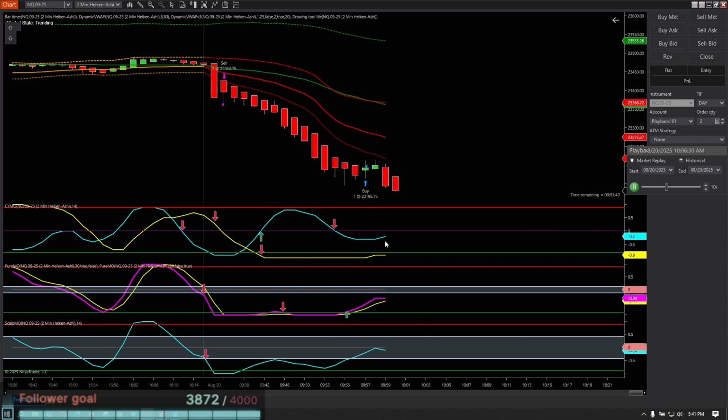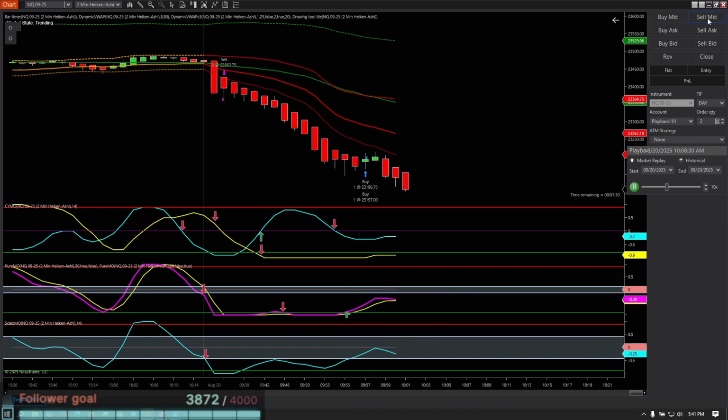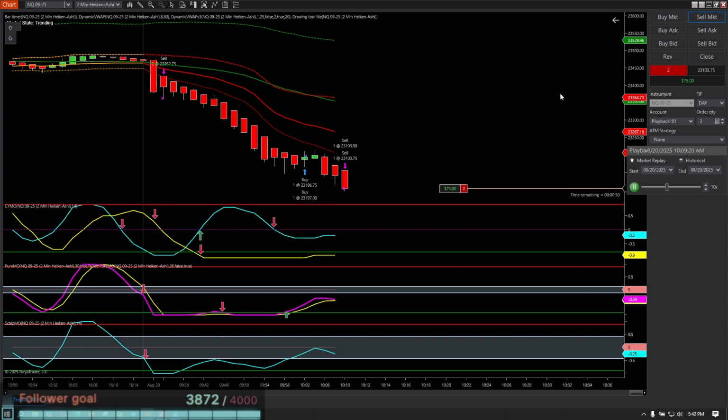And this might be the second leg of this trade coming down right here. Yeah, that looks like it's the second leg of the trade right there. Order filled. Coming down. Let me see if I can take a quick hit on that one. Yeah, it is right there. Definitely coming down.